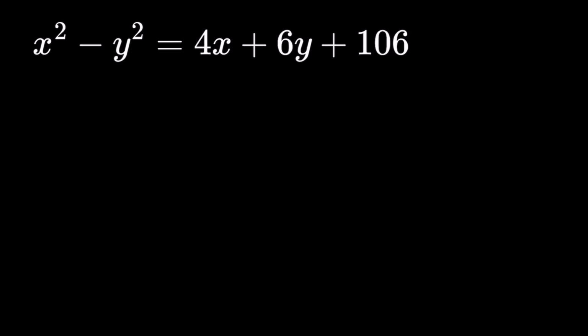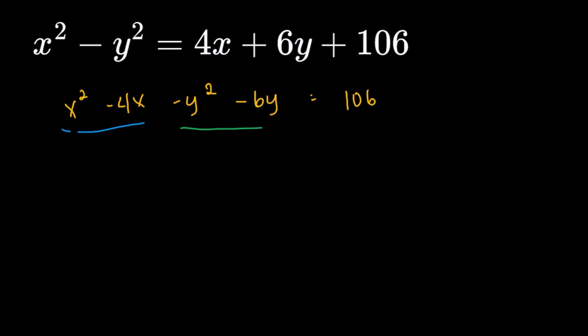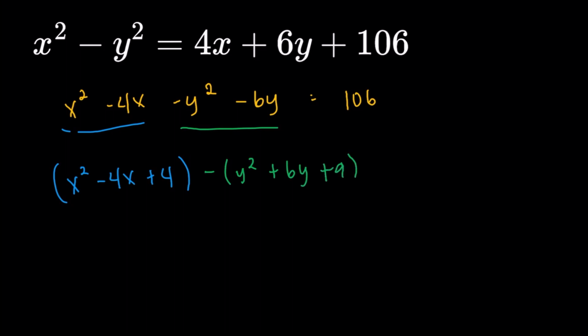So let's try to put all the variables on one side. We're going to have x squared minus 4x, and then minus y squared minus 6y, and let's just put the 106 on the right side as you can see here. Now let's try to complete these two squares. For the blue one, x squared minus 4x, I'm going to add 4. For the green one, I'm going to factor out the negative sign first: y squared plus 6y. And I know I have to add 9 here to make this a perfect square. And then the right side is going to be 106.